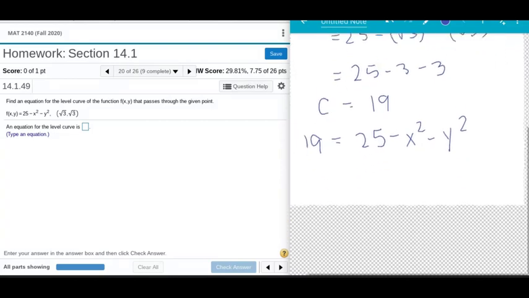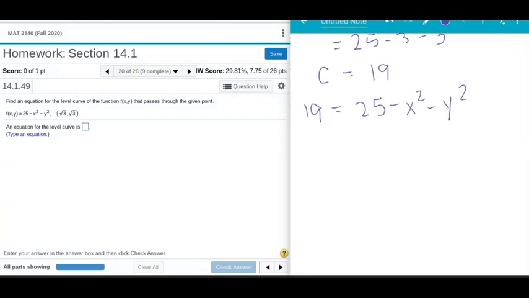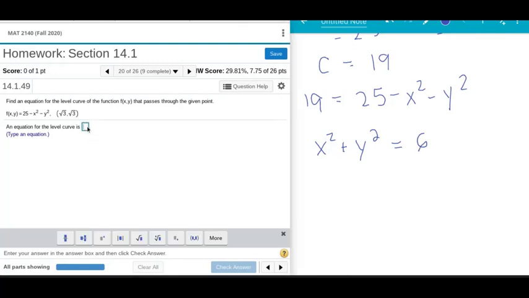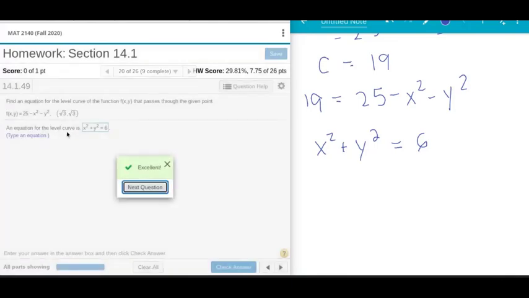And I can probably type it in like that, but I'm going to make it look a little nicer. I'm going to add x squared and y squared to the other side, and at the same time, I'm going to subtract 19. So that equals 6. So let's type that in. So we have x squared plus y squared equals 6. And there it is. All right, so that's it for this section.